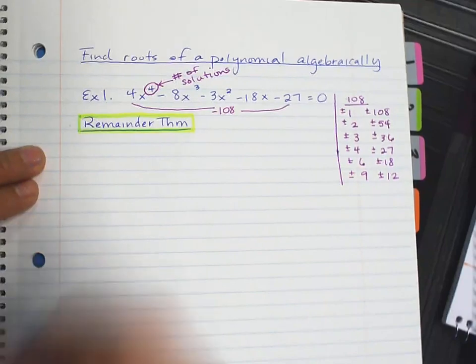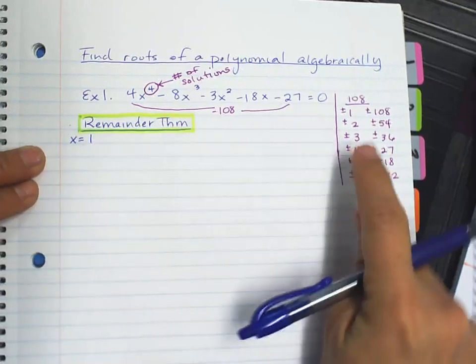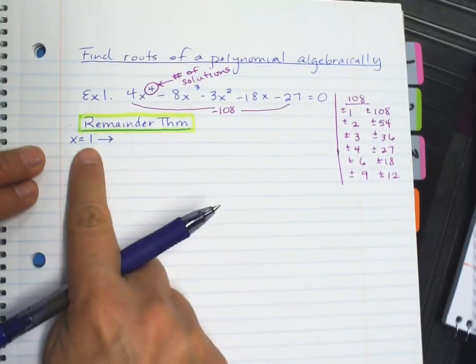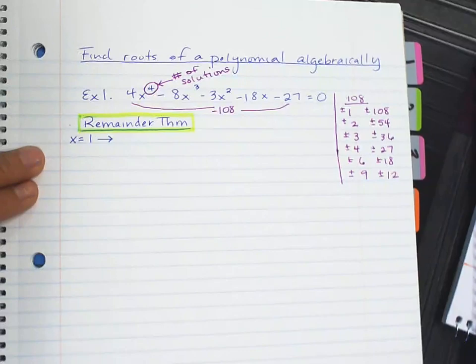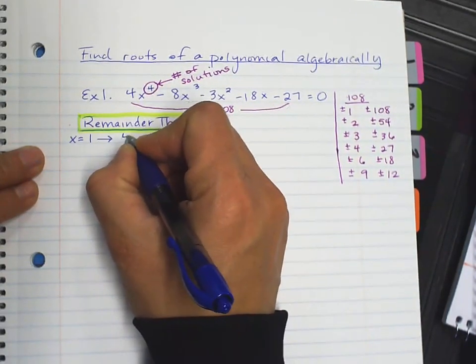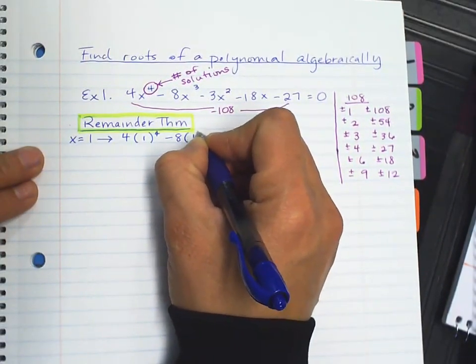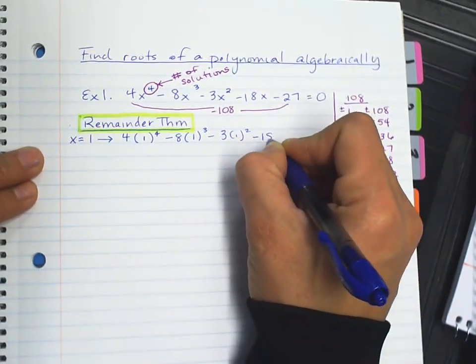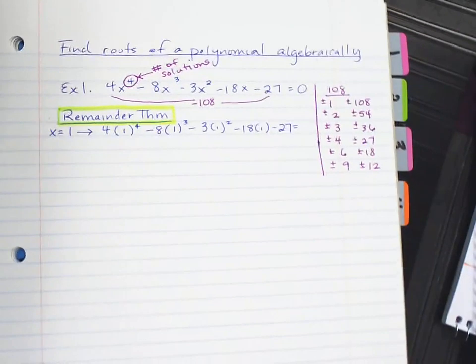So the first thing we're going to do is let x equal positive 1. I'm getting the 1 from here. So we're going to plug 1 into our problem. And once we find the answer and the answer is 0, that's one of our solutions. So I'm going to plug in 1 wherever I have x. All right, so go ahead and put this in the calculator.